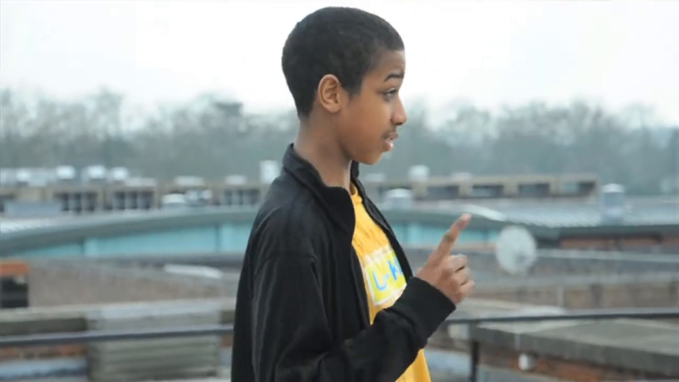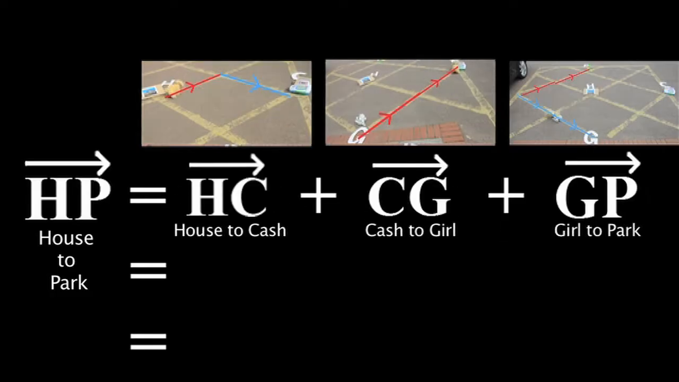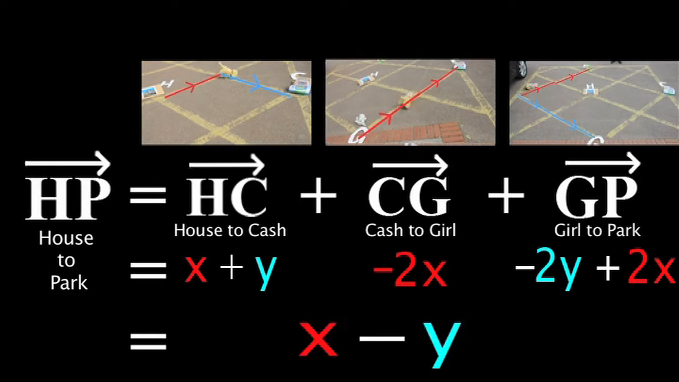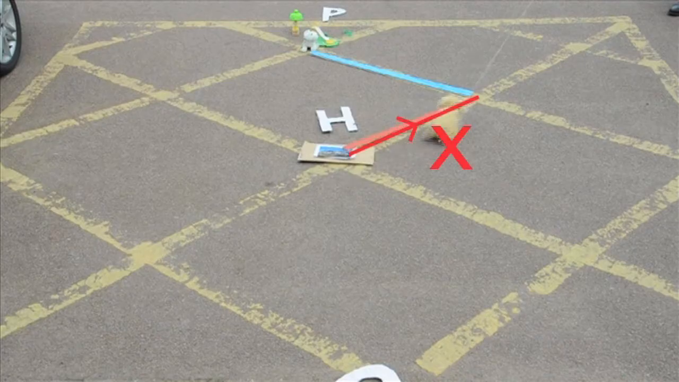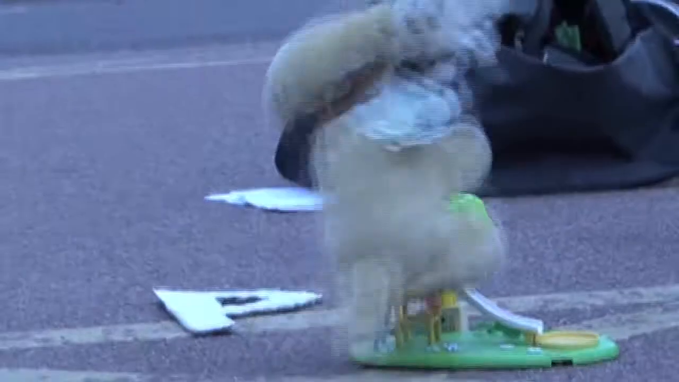Sometimes you might have to say how to get from one to another, but you can only do it by some roundabout route. To simplify, add all of the stages together. So the simplified route from yard to park is just X minus Y. Get my girl to meet me there and she can buy the ice cream.